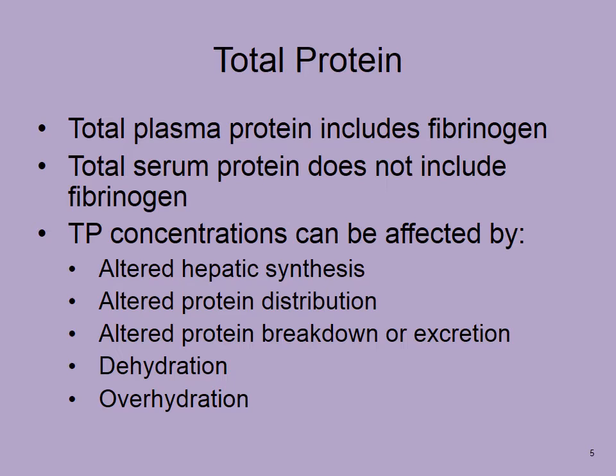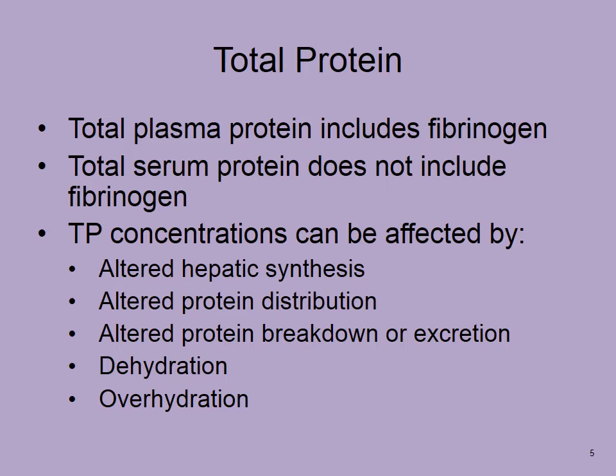Total protein. So total plasma protein includes fibrinogen. Total serum protein does not. And why is that? Well, plasma comes from unclotted blood. Serum comes from clotted blood. So if we allow the blood to clot, that will use up the fibrinogen and there will be none in the serum. Makes sense, right?